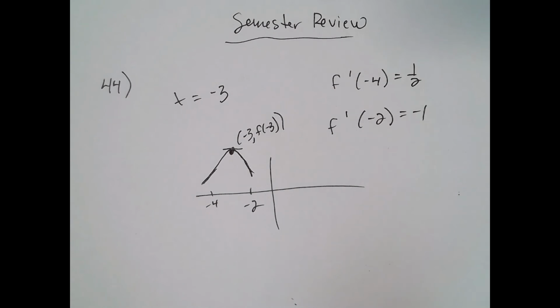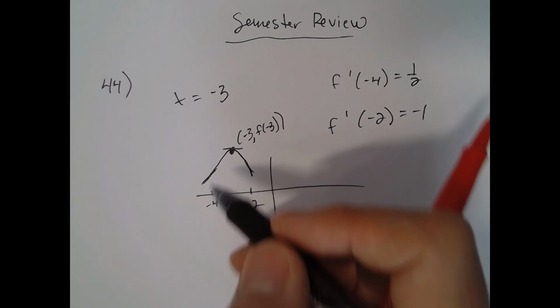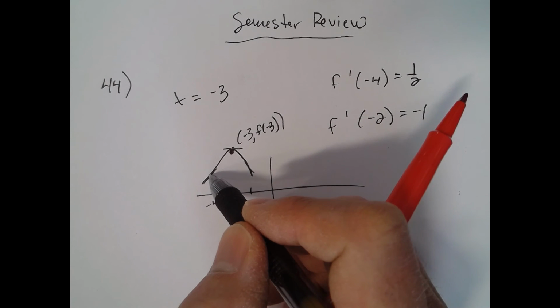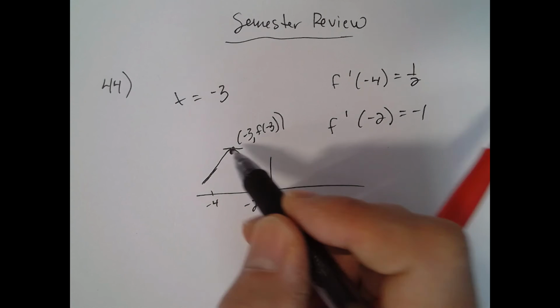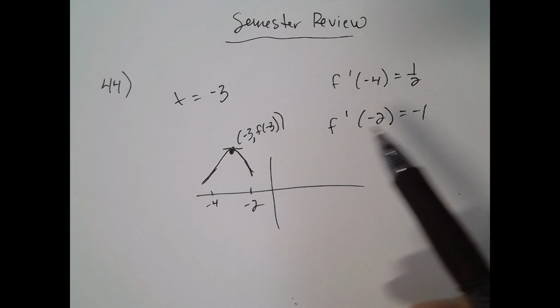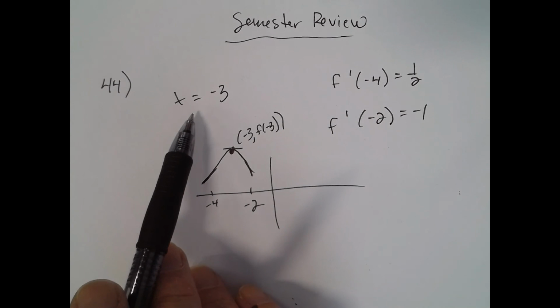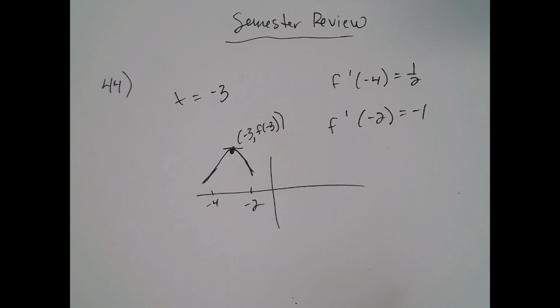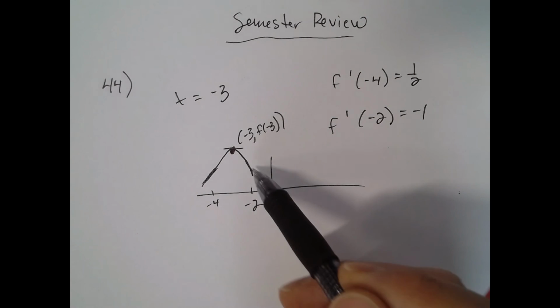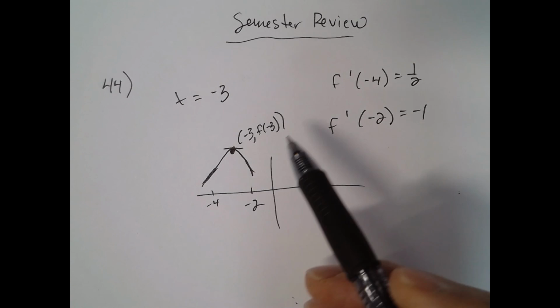be a maximum. Now just because we know it's increasing here, it could have decreased and increased, it could have done a whole bunch of stuff, other than the fact that we know that -3 is the only critical point. They told us that. So if we know it's increasing here and then decreasing afterwards, then that had to have been a maximum at that point.